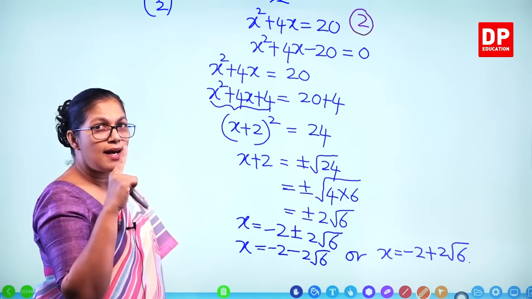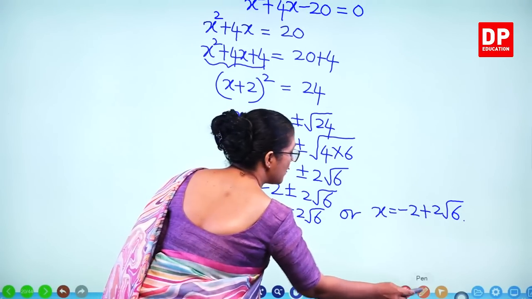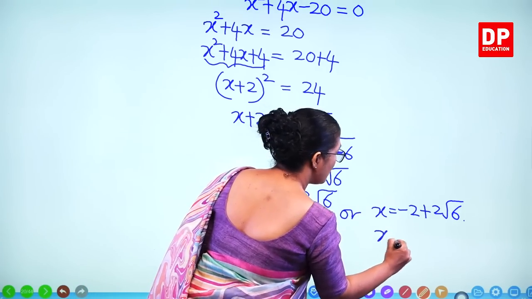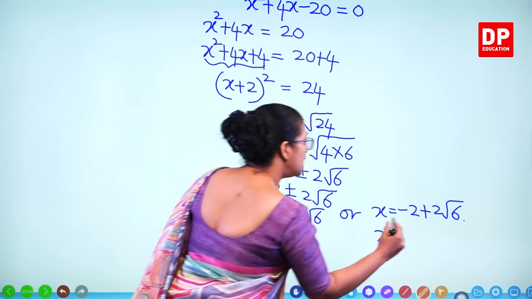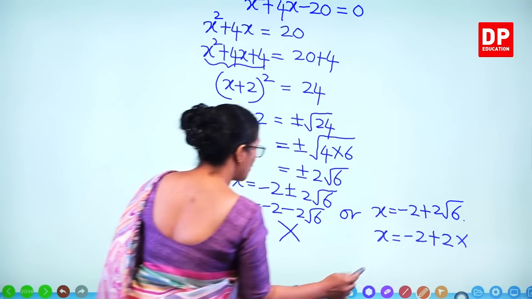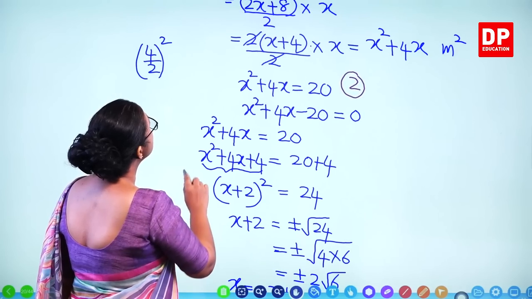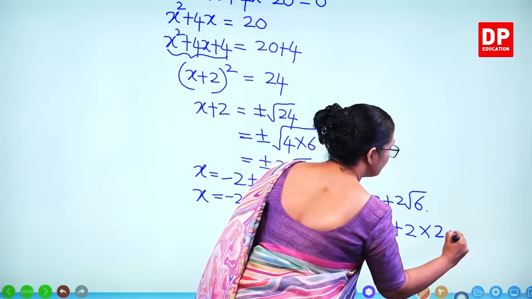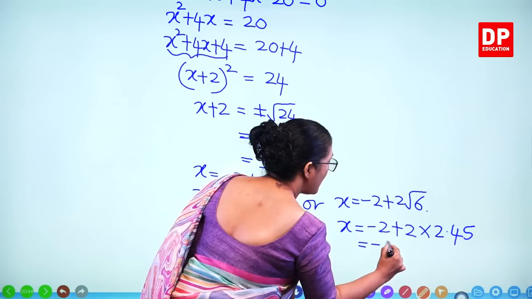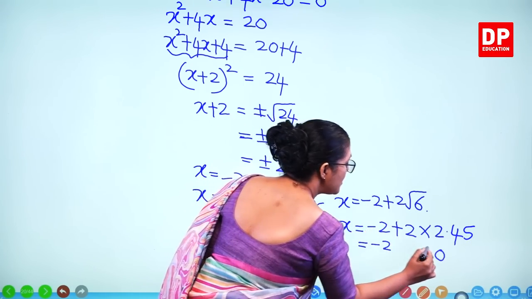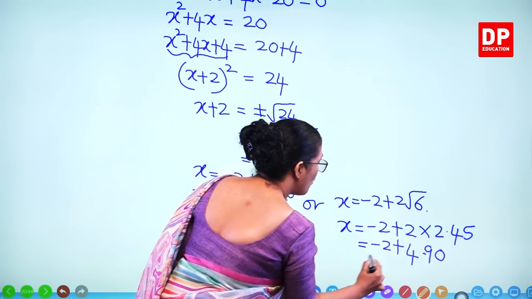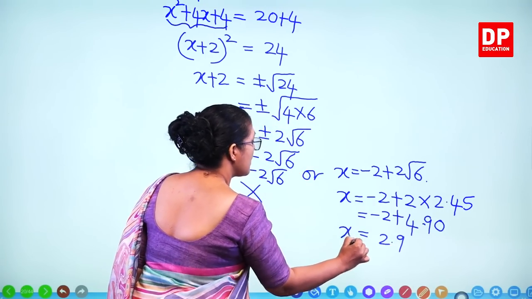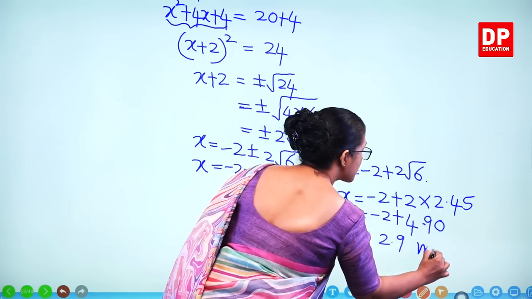This is a length, x is the height. You cannot get a negative solution, so you can ignore this answer. You are getting x as negative here, so only take this one. So what's the value? Subtract 2. Here, first you substitute the root 6 value, that's given as 2.45. First multiply 2 times 2.45, you get 4.9. Now subtract 2, you get 2.9 as the x value, and this is in meters.